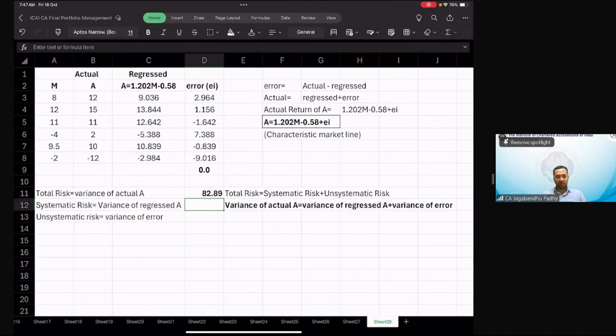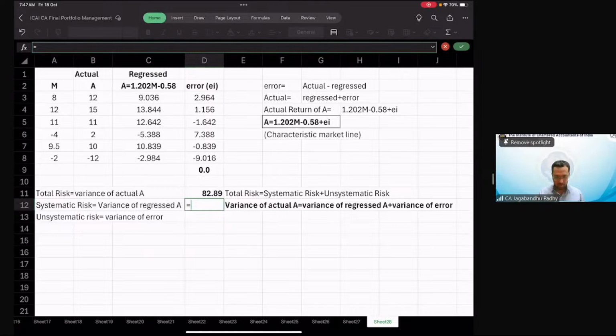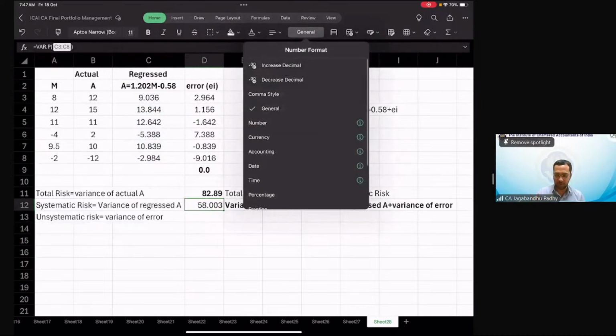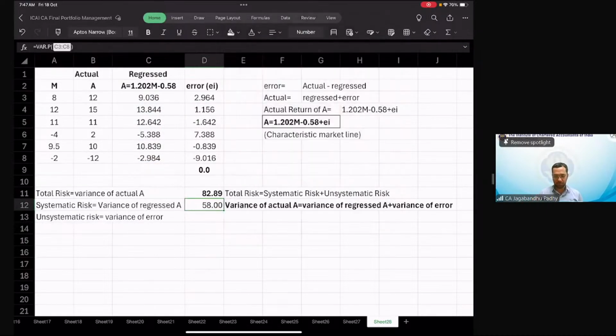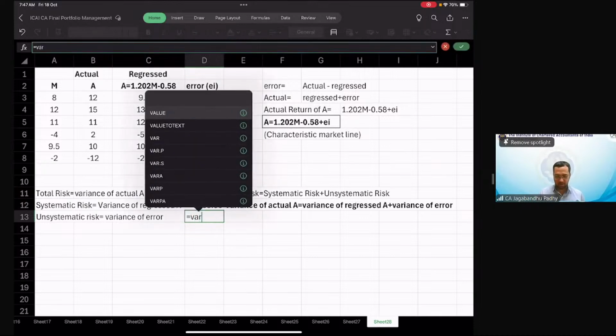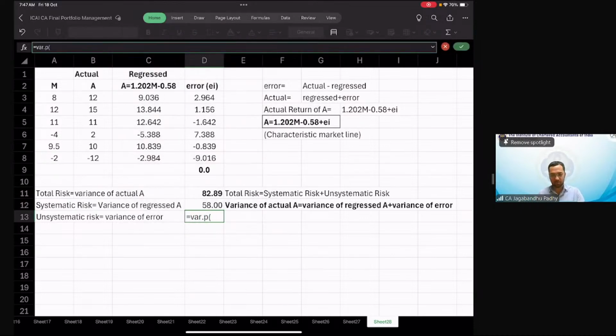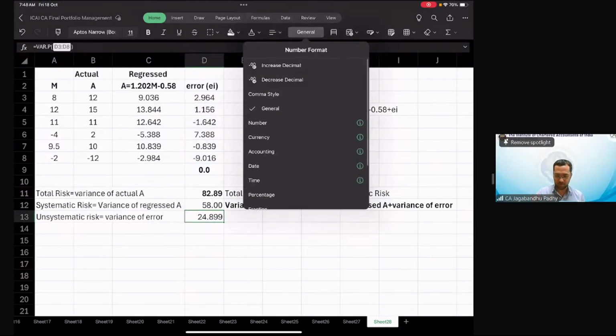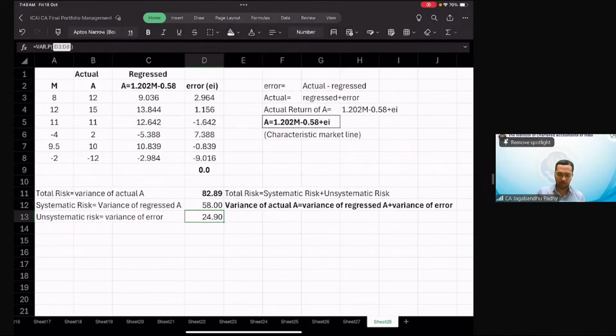Then when we have systematic risk, we can calculate it as variance of regressed returns of A. This works out to be 58.00. And unsystematic risk is simply variance of the error term, that is 24.90 or 89.